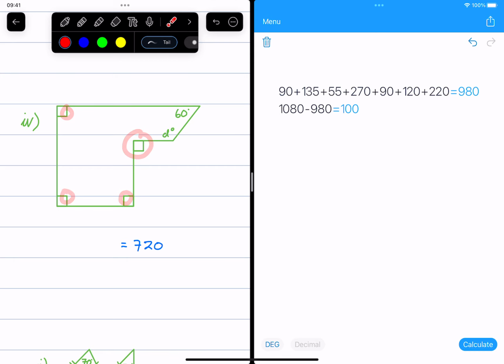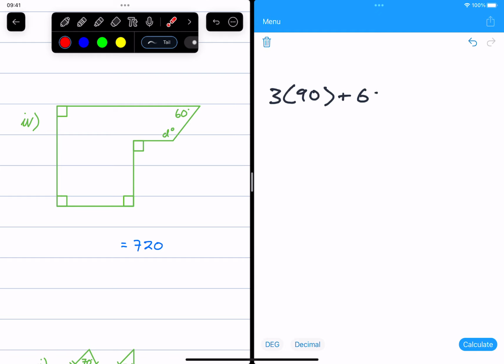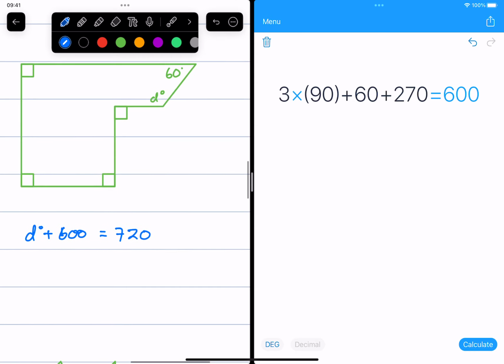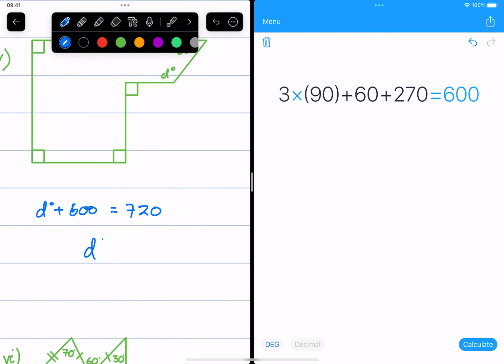This one here is not 90, because that's on the outside of the shape. That's going to be 270 and 60. So it's 3 lots of 90 plus 1 lot of 60 plus 270. So adding everything up, we get 600. And D is the missing letter. Well, this is nice and simple. We can figure out that D must be 120 degrees.